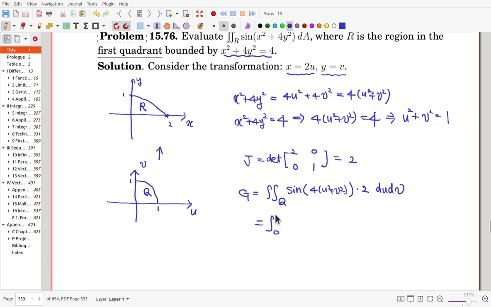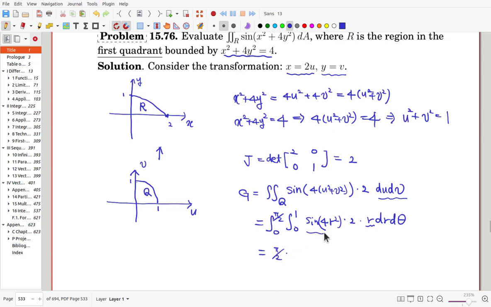The angle is from 0 to pi over 2, and r is from 0 to 1. And then this one is sine of 4r squared, and we have 2. This portion must be changed by r dr d theta. You should not forget this one. Okay, that is theta independent, so for the theta integration, we have pi over 2 easily.